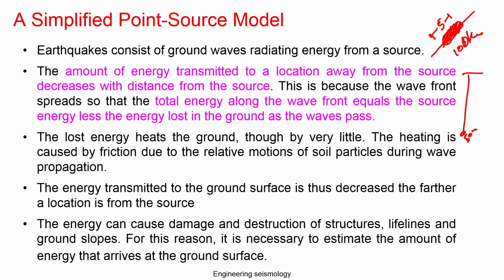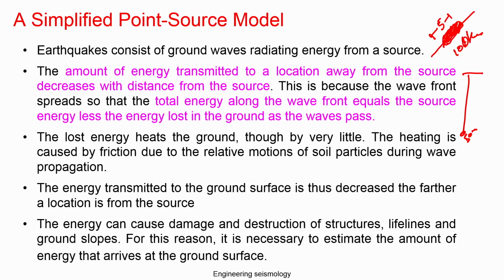The amount of energy transmitted to a location away from the source decreases with the distance from the source. Whatever energy is generated at the source, as it travels over distance, part of the energy is consumed by the traveling medium, and part of the energy is transferred to the waveform. That waveform reflects the energy. As the distance increases, the energy is reduced. This is because the wavefront spreads, and the total energy along the wavefront equals the source energy less the energy lost in the ground wave path.